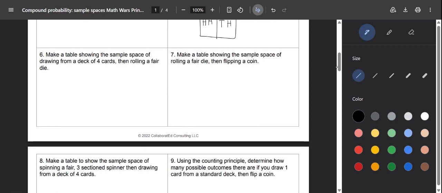Number 6, make a table showing the sample space of drawing from a deck of 4 cards, then rolling a fair die. So here we've got more spaces, right? For the die, I've got 1, 2, 3, 4, 5, 6, and then for my sample space of 4 cards, I've got, we'll call them A, B, C, and D.